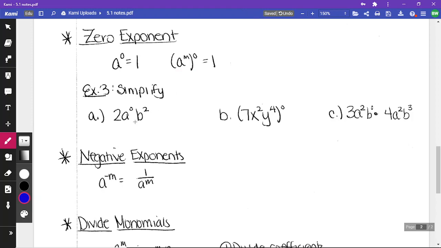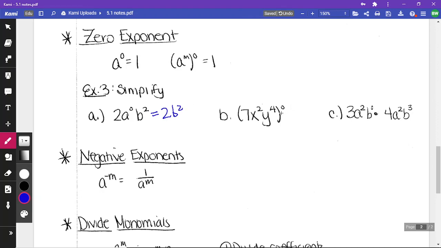So we have these examples. What do we do with this? Well, we'll look at this first one. This a to the 0 is 1. So 2 times 1 times b squared. So that is just 2b squared. Okay?